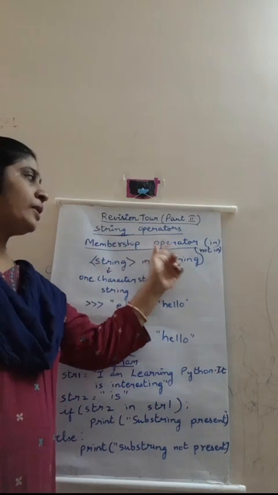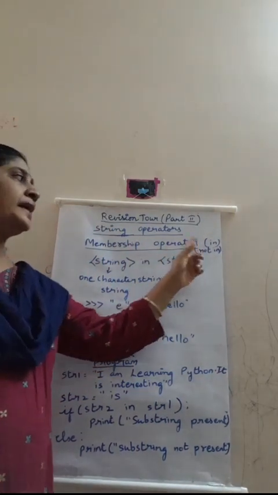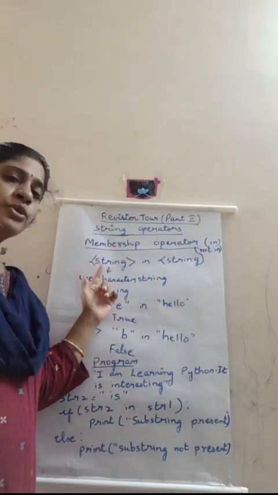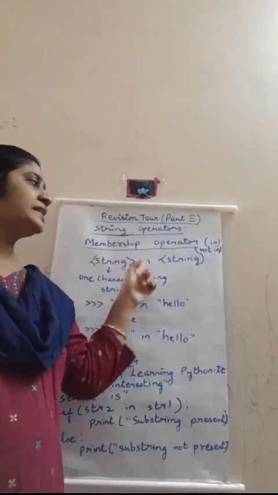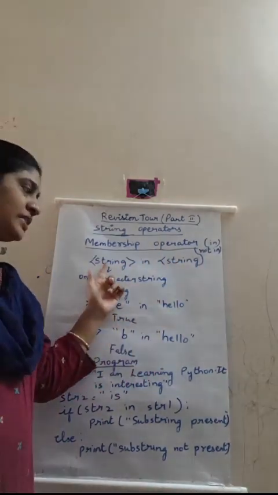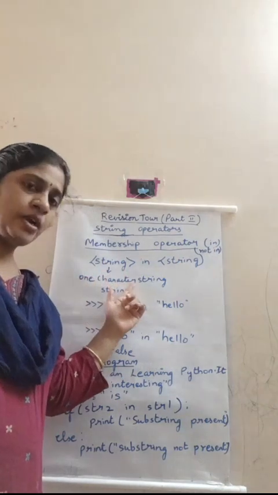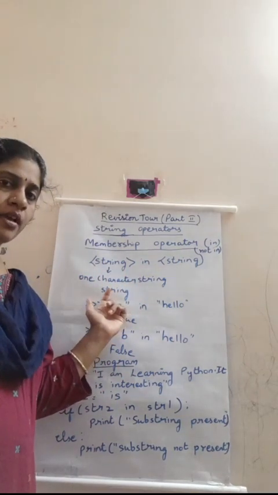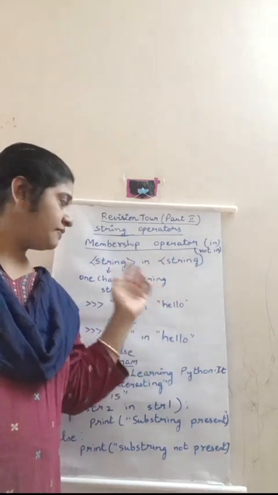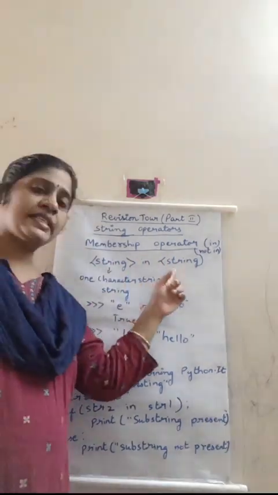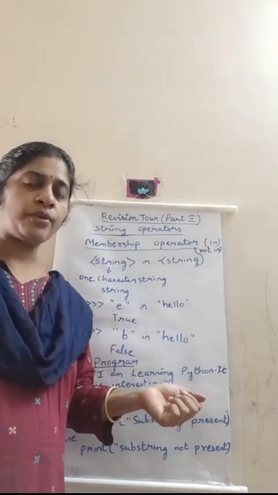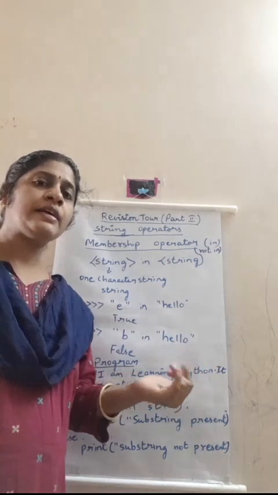So the membership operator: in or not in. Now this is the syntax. You're going to check whether a string is present in another string. This string can be a one character string or a longer string in another string. If this string is present in that string, then it will give you true. Otherwise it will give you the answer as false.